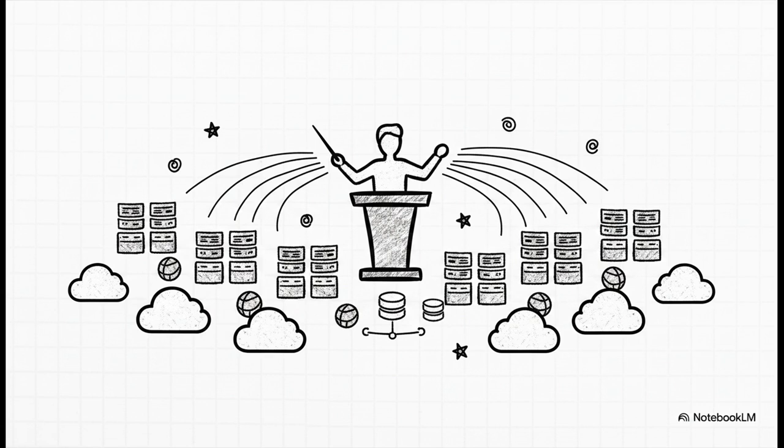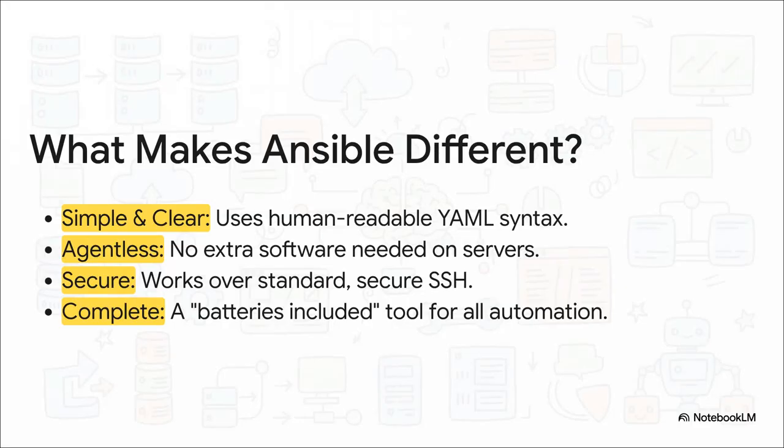It's this one powerful tool that can handle pretty much everything, from setting up a brand new server to deploying a really complex application. So what makes Ansible so different from everything that came before it? Well, it all comes down to a few core ideas, really. First, it's simple. It uses this language called YAML that's actually readable by humans. But the big one, the real game changer, is that it's agentless.